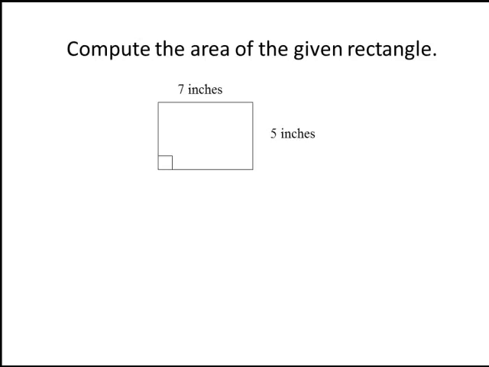Compute the area of the given rectangle. We know that area is a measure of the surface inside a figure. For a rectangle, area is equal to length times width. For this rectangle, area equals 7 times 5, or 35 square inches.